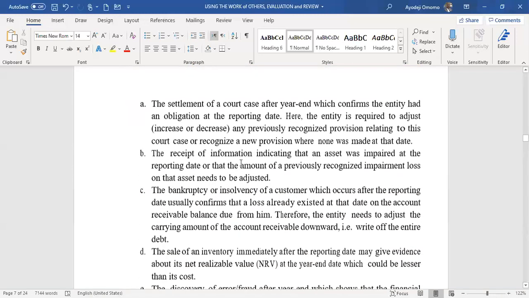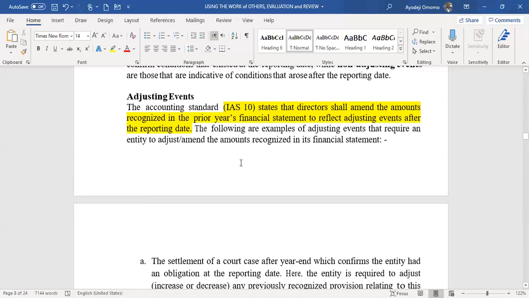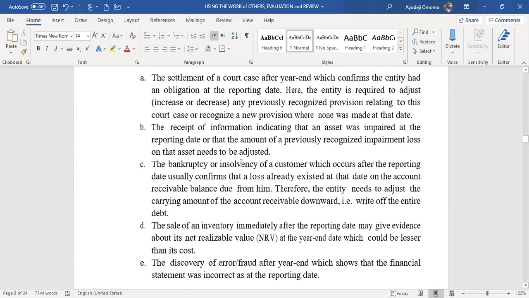So I gave you some examples. Now you can have a court settlement of a court case after year end, which confirms that the entity had an obligation as at the reporting date. So we are saying you need to adjust this. Adjust in the sense that when they settled this case, the case was already existing. And you know that when we are talking of provisions, we are saying that if it is highly probable that there will be an outflow or inflow of economic benefit due to this court case, then you may need to adjust it.